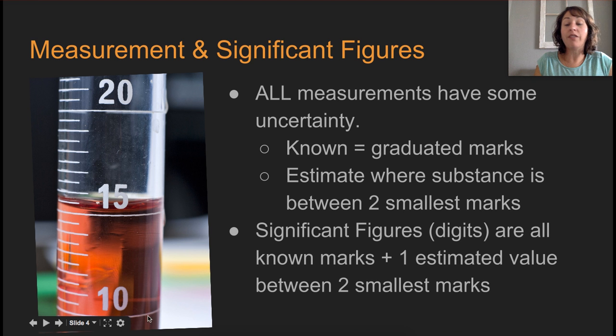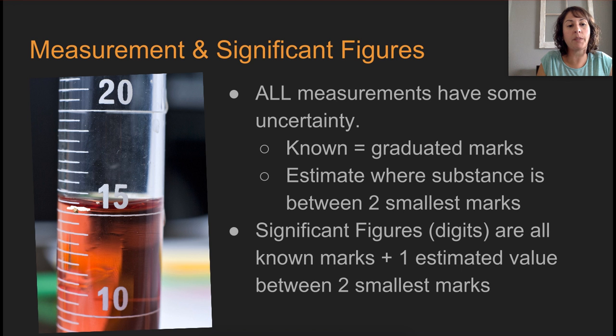The significant figures, sometimes called significant digits as well, are all known marks plus one estimated value between two smallest marks. So let's take a look at how this plays out on our graduated cylinder. Remember, when we read a graduated cylinder, we want to read at the bottom of the meniscus, which is kind of the bottom of that contact lens looking thing. And so we're going to be right down here, okay?